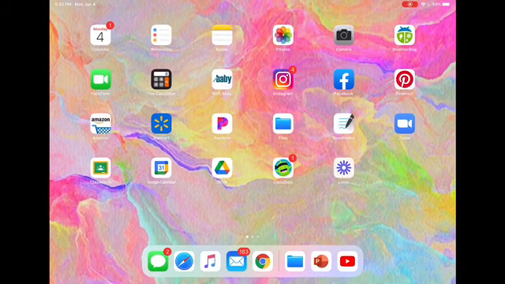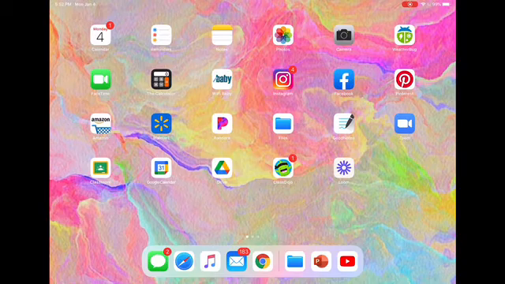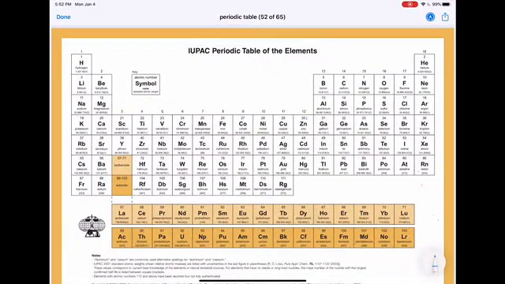So, pull out your periodic table if you don't already have it out. I don't know why you wouldn't. We use it like all the time. Okay. So, this right here, I want you to think of that as the S block. Okay. This right here is the P block. This is the D block. And these down here are in an F block.